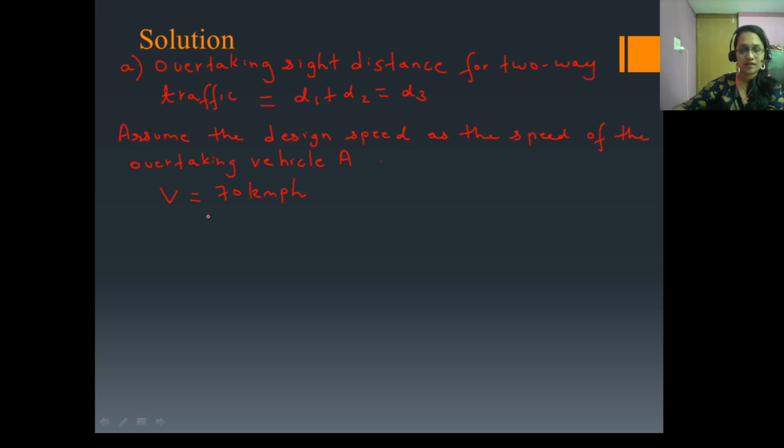We need to convert it into meters per second. So V will be 70 upon 3.6, which is 19.4 meters per second. VB is given to us as 40 kmph. It is the overtaken vehicle speed, that is VB. 40 upon 3.6, which is 11.1 meters per second.